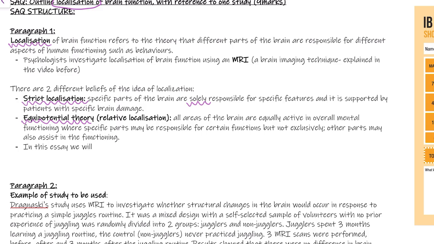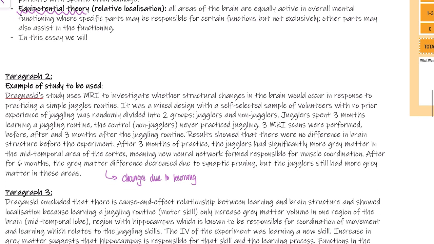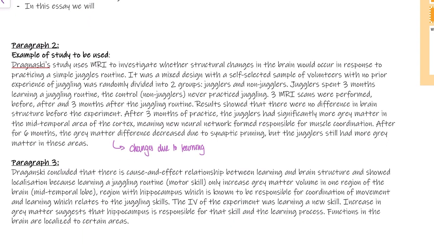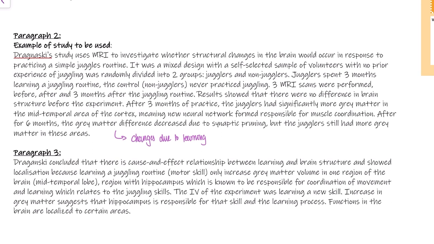Now moving on to paragraph 2, we have to explain a study that supports the idea of localization. In this video, we'll be looking at Draganski's study. When talking about a study in paragraph 2, we always have to include the aim, the method, the procedure, and the findings of the study. The aim of Draganski's study is to investigate whether structural changes in the brain would occur in response to practicing a simple juggling routine. And it uses an MRI to achieve that by detecting the activities in the different parts of the brain.